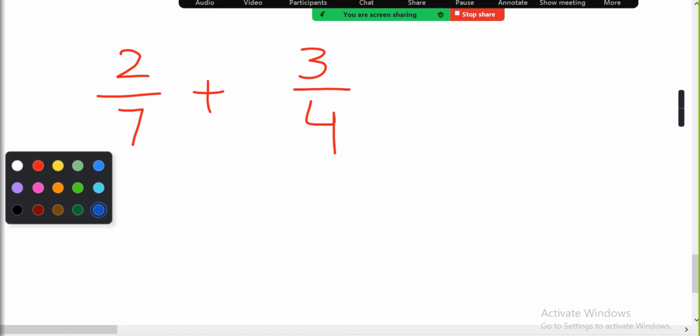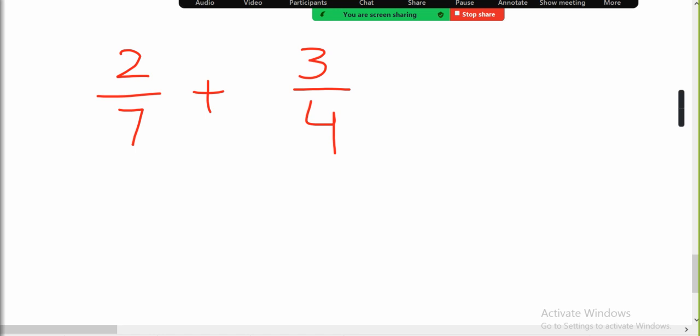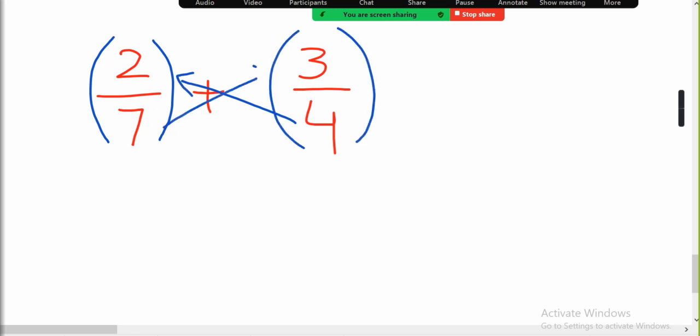Now, the question is, when we don't have the same denominator, then what do we do? For example, it is 2 by 7 plus 3 by 4. Now the denominators are different. Now what do we do? When the denominators are different, we have to make the denominators the same. How will we make them the same? We will multiply the whole fraction by this number 4 and this side by this number 7. Right? The denominator of each will multiply the other fraction fully.